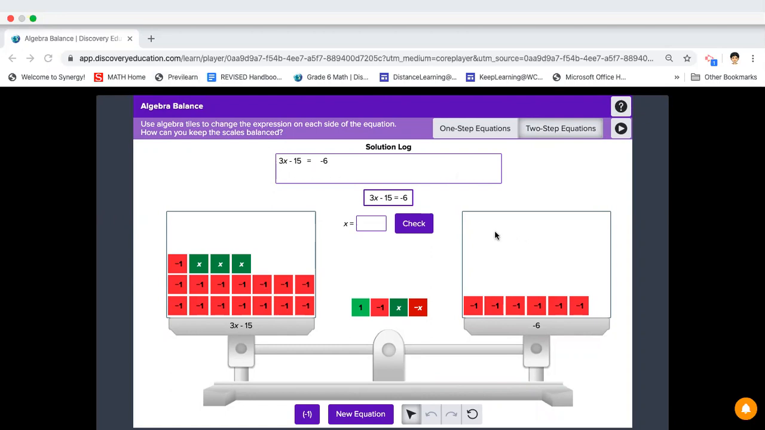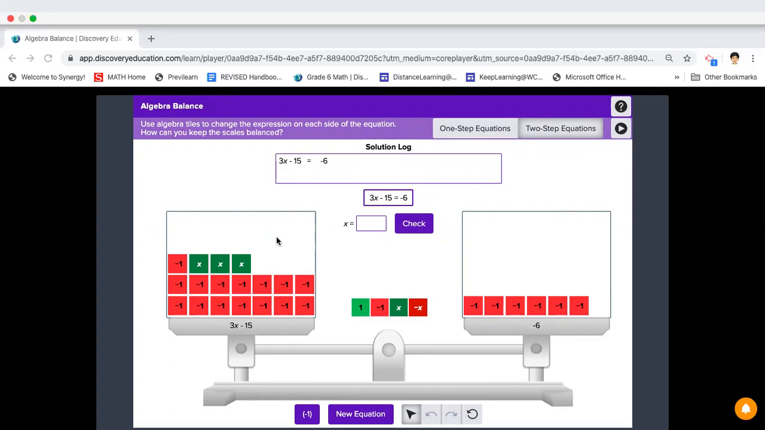Think about why a balanced scale is a metaphor for working with algebraic equations. Perform the same operation on each side as you see how the quantities change. The solution log will record each step that is performed on the pan balance.